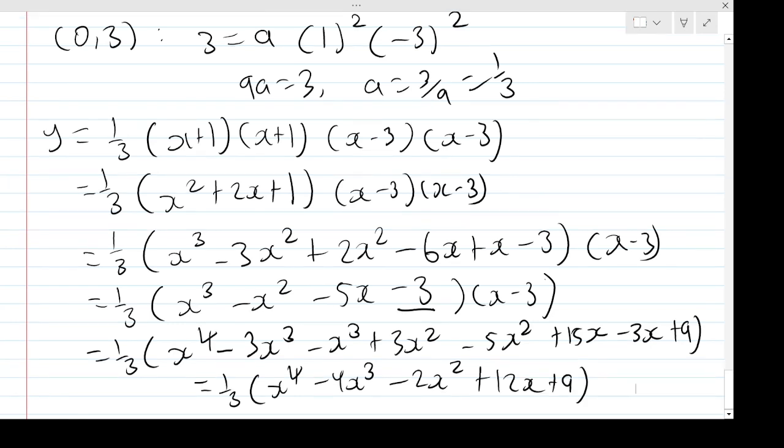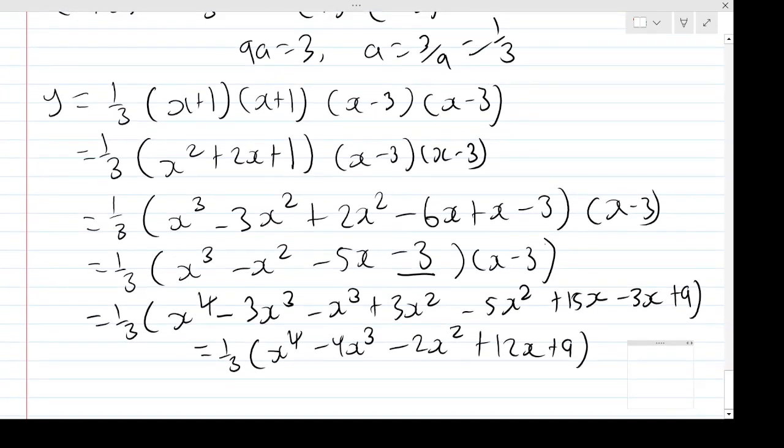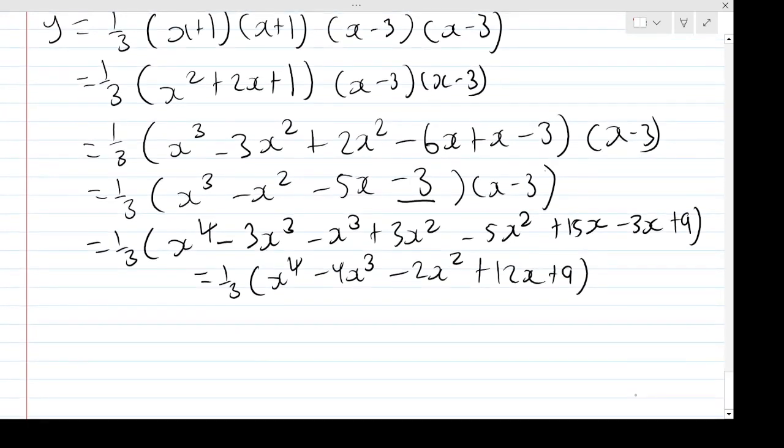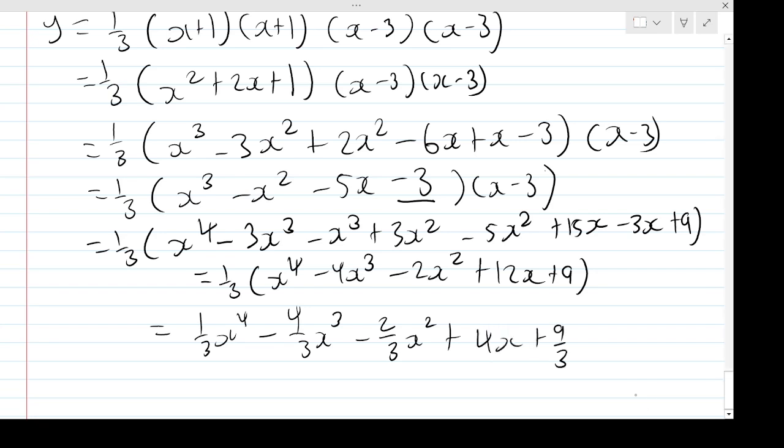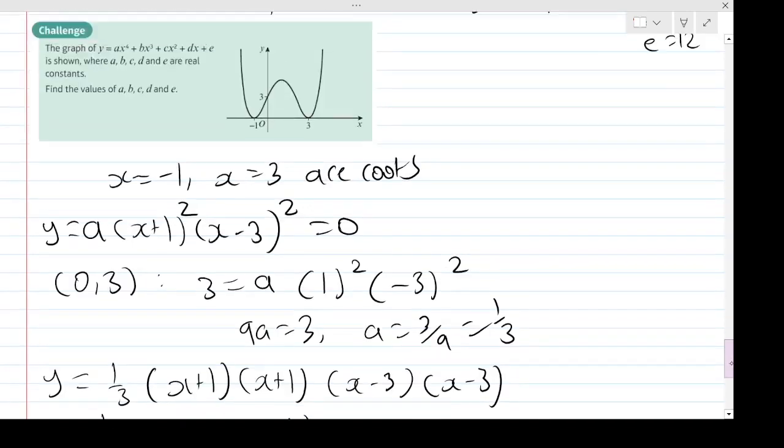So lastly then, we can multiply out by a third, to then lastly get a third x to the 4 minus 4 over 3 x cubed minus 2 over 3 x squared plus 12 over 3, but actually we can simplify that because 12 over 3 is 4. So 4x plus 9 over 3, which again goes to just 3. And there we are, and that's equal to y, right? Our curve, our expression.